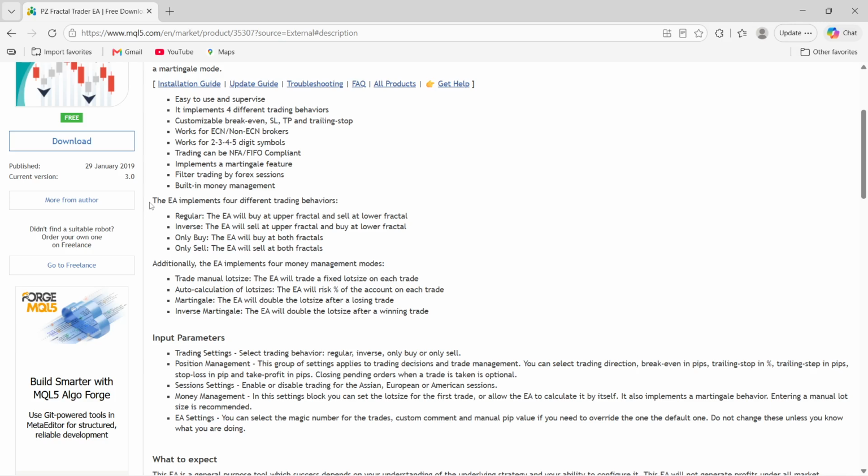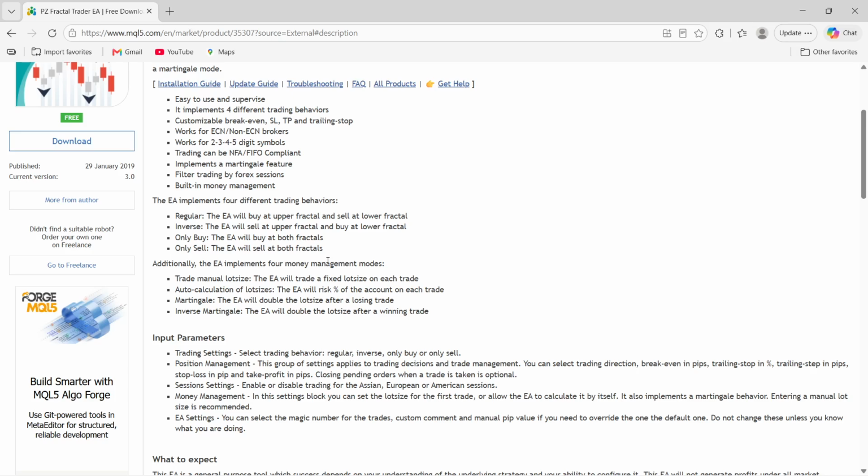Okay, the developer highlights 4 different trading behaviors you can choose from. The first is the regular mode: buy pending at the upper fractal for breakout longs and sell pending at the lower fractal for breakout shorts. You have the inverse mode: sell at the upper fractal and buy at the lower, basically fading the levels instead of breaking out. Then you have only buy, where the EA will buy at both fractals, and only sell, which is the inverse. The EA will sell at both fractals.